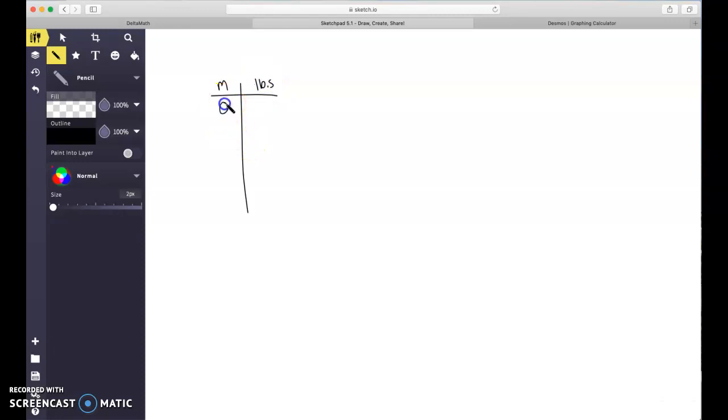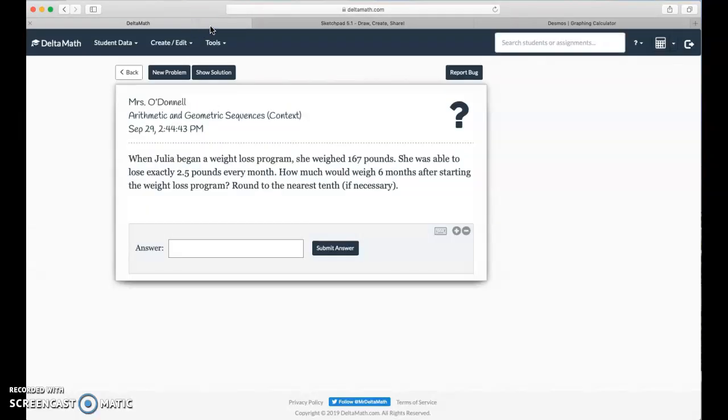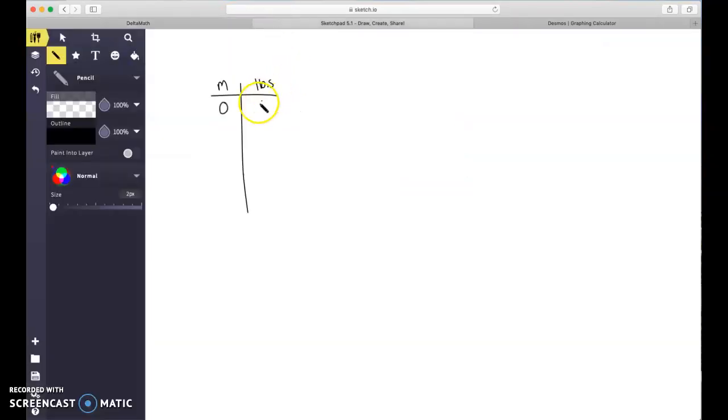It sounds arithmetic, right? But we can always make a quick table. So our term number would be, let's see, independent and dependent. We've got pounds and we've got months, right? So our term number would be our months and our dependent would be our pounds. So at 0 months, she weighs 167 pounds. At 1 month, she has lost 2.5 pounds, so 167 minus 2.5 gives me 164.5. After 2 months, she's lost another 2.5 pounds. So 164.5 minus 2.5 gives me 162.